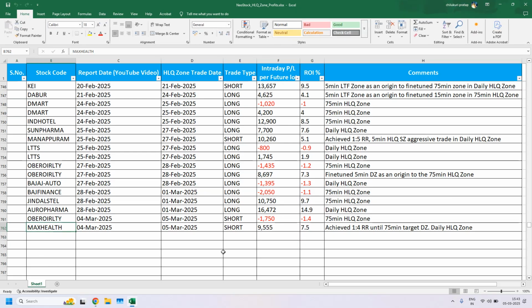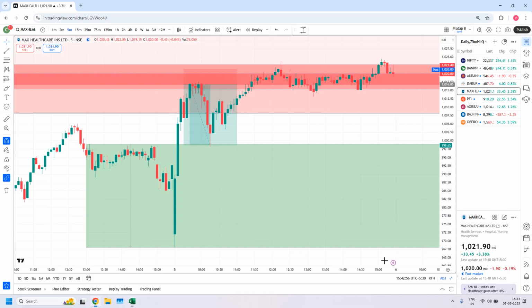See, Max Health. It has given 9,555 rupees profit, which is 7.5% ROI. So it achieved 1:4 RR until the 75-minute target demand zone. So this is how from here to here. After that again, see this 75-minute zone pushed the prices up. And here now this fine-tuned 5-minute zone is violated.